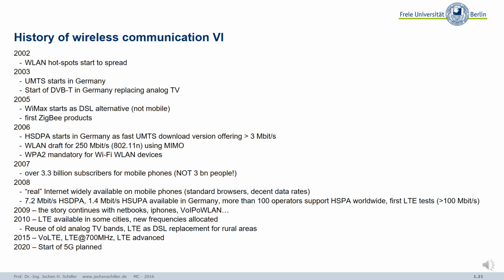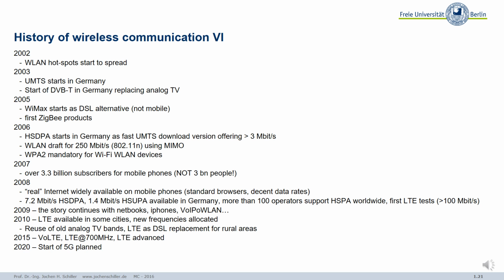Okay, then after we had the problems with the internet economy at 2000, many bankrupt startups. It took some time, but then UMTS started, and we had more and more higher data rates. 2006, with 250 megabit per second for wireless LAN, with more than 3 billion subscribers for mobile phones. 2008 was more or less the year when we first had the real internet also on mobile phones, because we could use standard browsers and decent data rates, so some megabit per second.